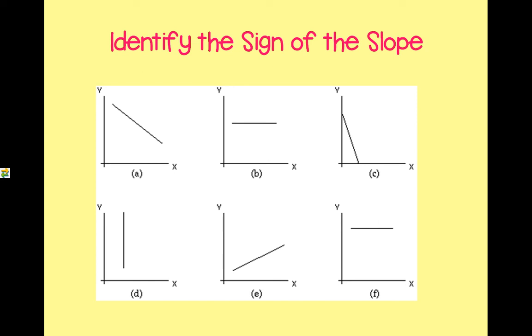So this one is going down from left to right. It's like reading a book from left to right. It's going down, so that means it is negative. This one goes straight across. It is horizontal, so the slope is no slope or 0.